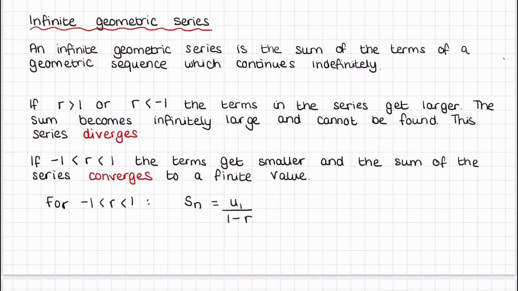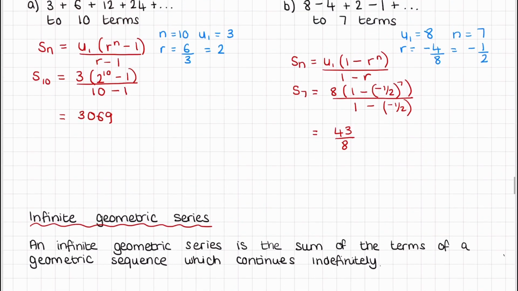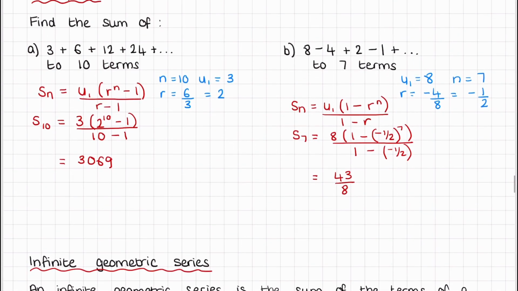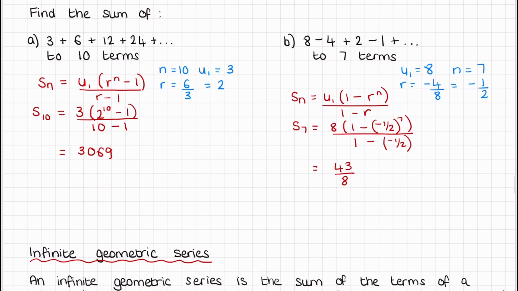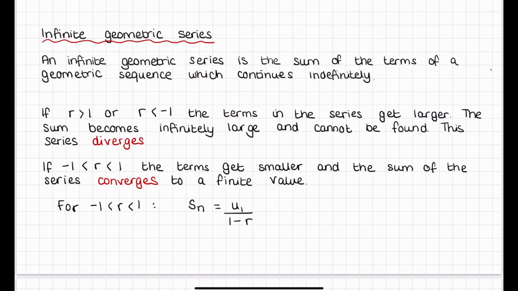Now, if our R value is between -1 and 1, that means the terms are actually getting smaller each time, because like if we looked at this one in part B, we got 8, then we go -4, then we go 2, -1. Each time the number is getting smaller and smaller. So when a series converges, the sum just gets closer and closer to a set value. Now remember, this only works if R is between -1 and 1, and if it is, then our sum formula is Sn equals U1 divided by 1 minus R.